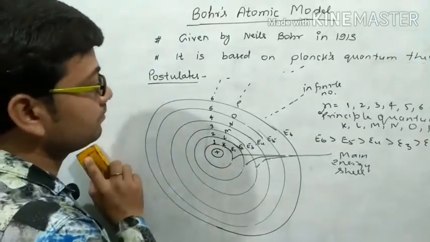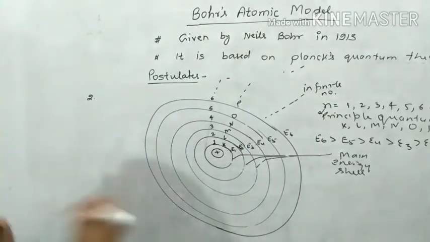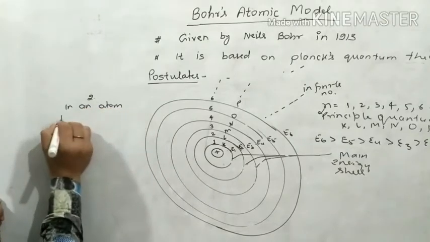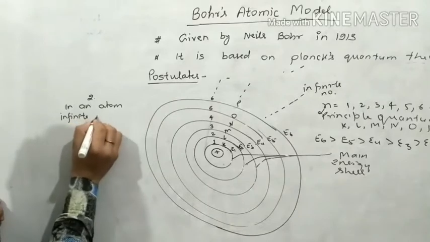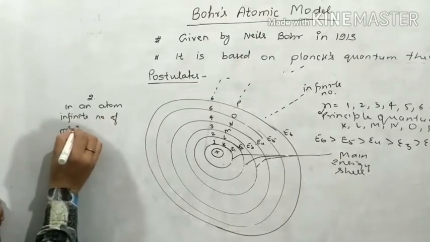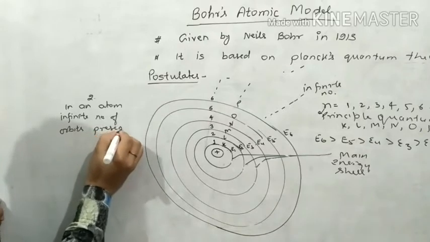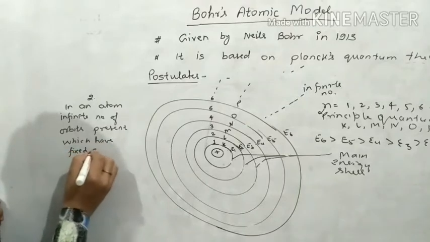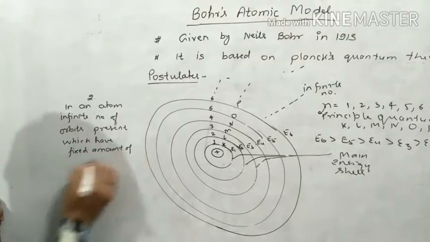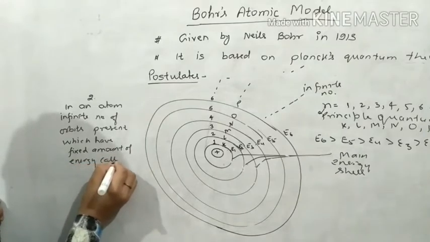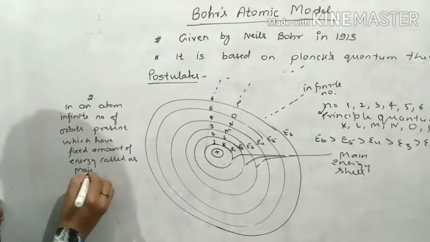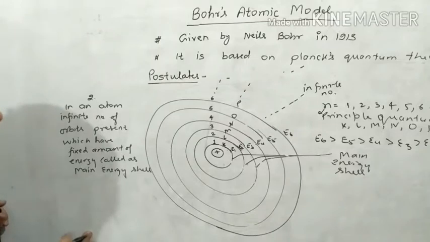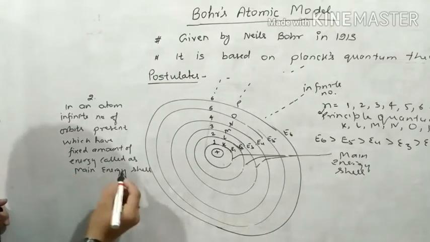Let us write the concept. Second postulate: in an atom, an infinite number of orbits are present which have a fixed amount of energy, called main energy shells.